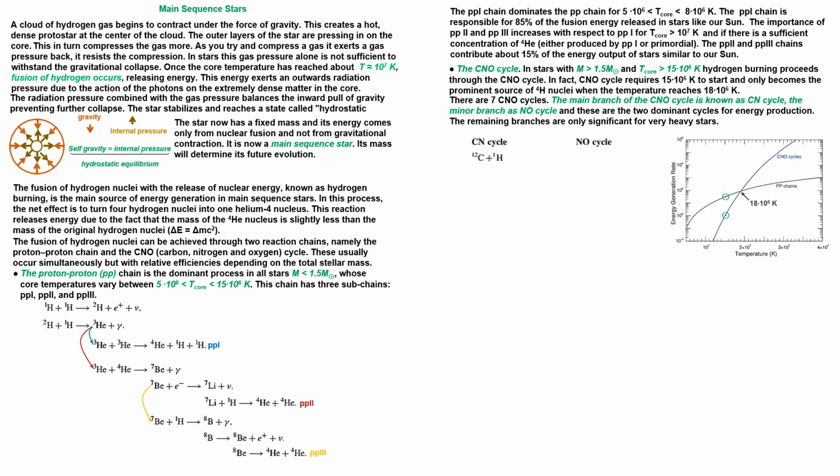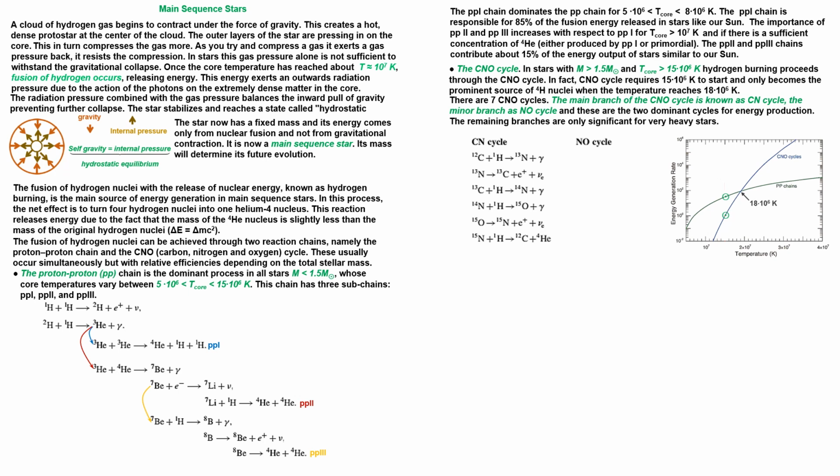The chain of reactions of the CN cycle starts when a nucleus of carbon-12 fuses with a proton to form nitrogen-13. This nucleus undergoes beta plus decay to form carbon-13. This then fuses with another proton to form nitrogen-14, which in turn fuses with a proton to give oxygen-15. Being unstable, this undergoes beta positive decay to form nitrogen-15. When this fuses with a proton, the resultant nucleus immediately splits to form a helium-4 nucleus and a carbon-12 nucleus.